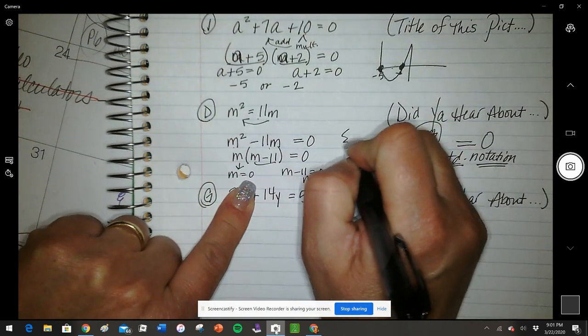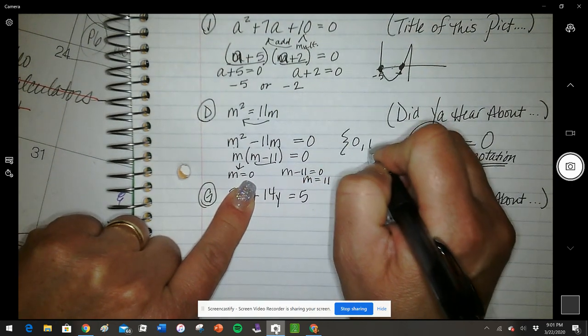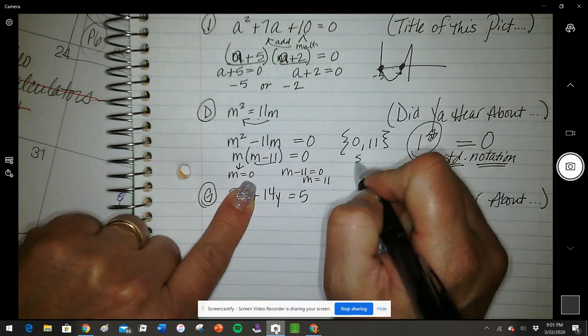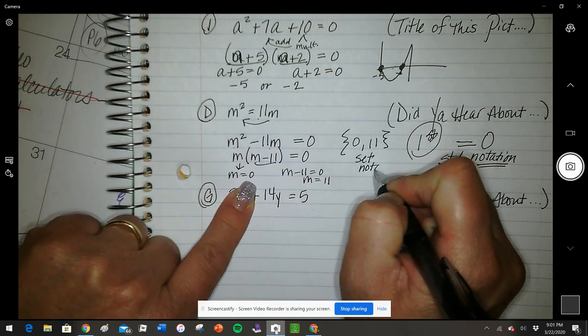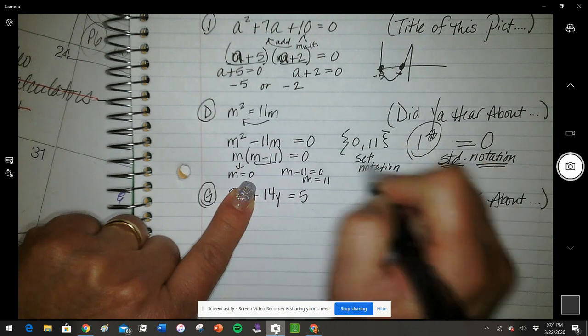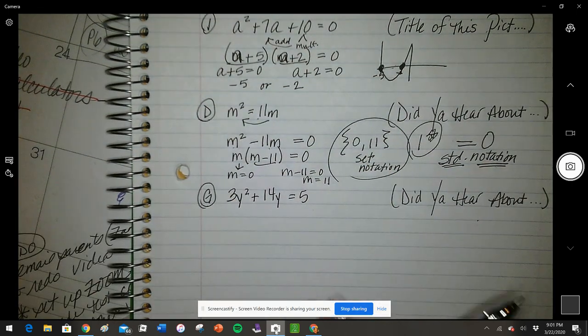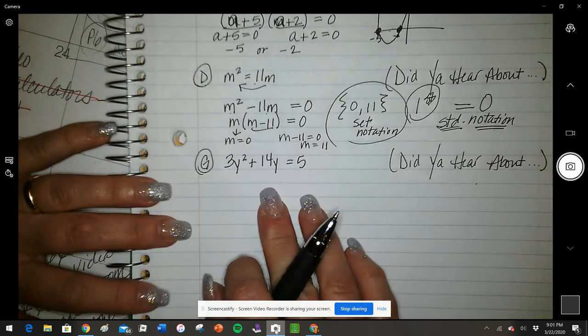Now, I don't know if you've noticed on the paper, they have it looking kind of weird. They have this notation. This is just set notation. They're just showing you that the set of solutions are 0 and 11. So don't let that freak you out. All right, let's go do letter G.